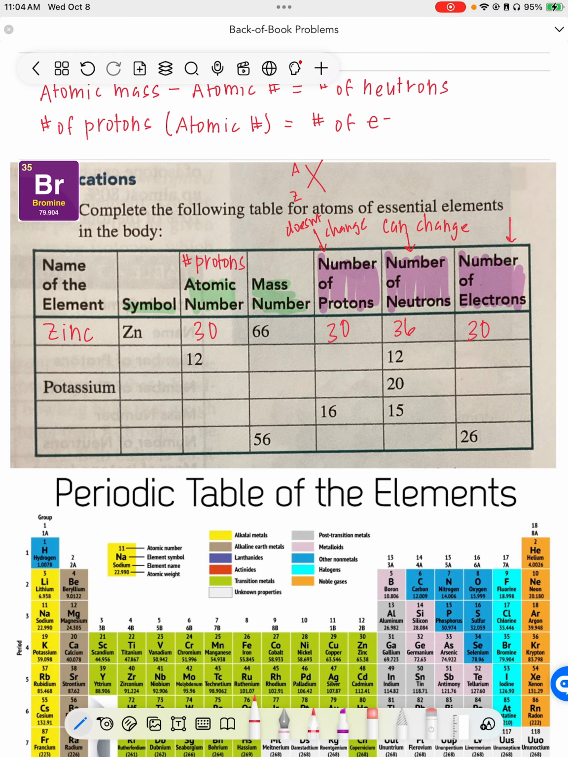Now when zinc becomes an ion of itself, it's going to lose some electrons, and that's going to change the number, but we aren't talking about that right now. We're just talking about zinc as if it were by itself.